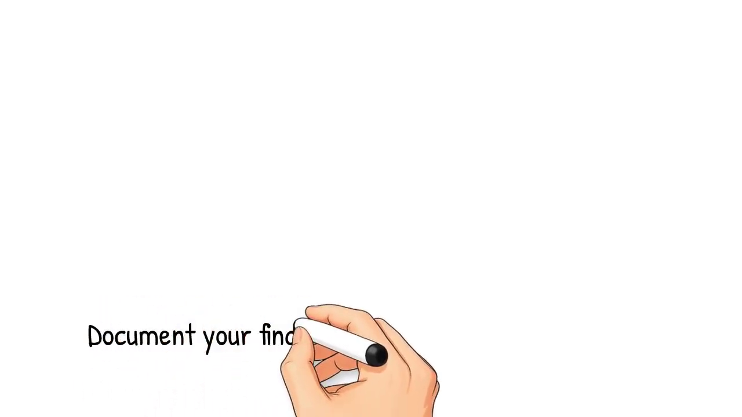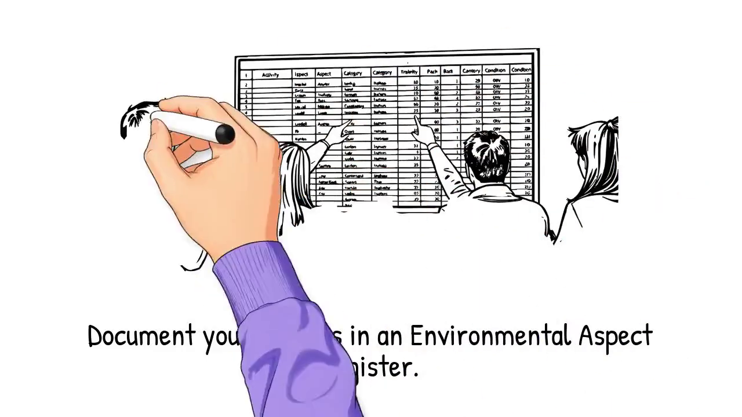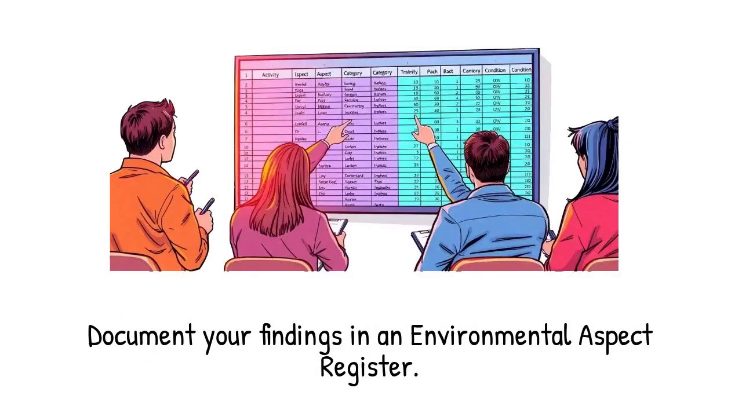The fifth step is documentation. Create a simple table with columns for activity, aspect, impact, category, and condition. This table becomes your environmental aspect register.